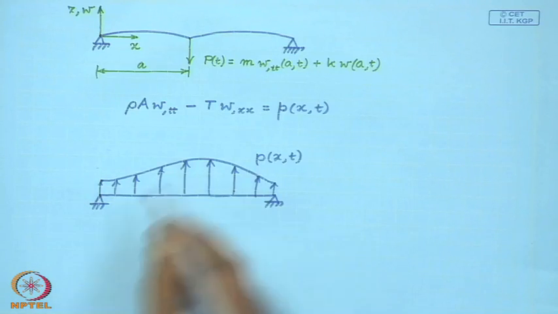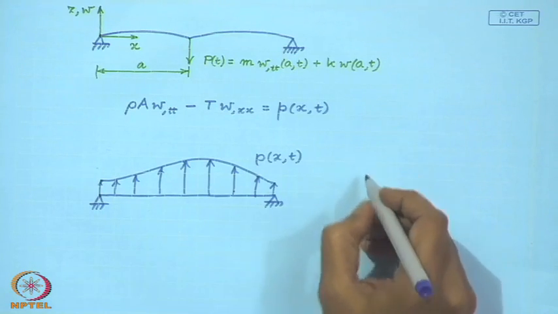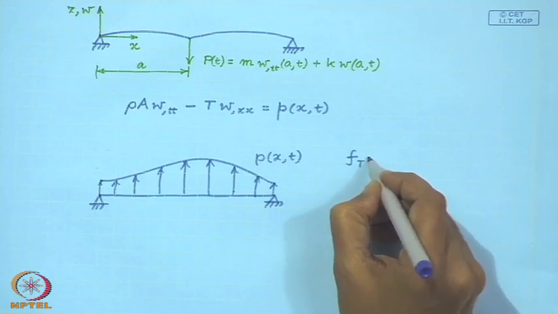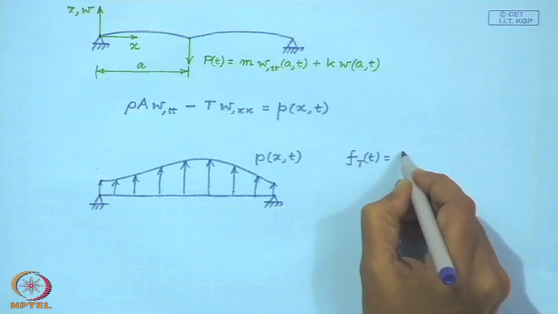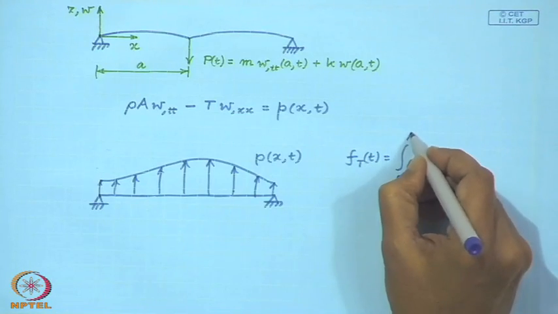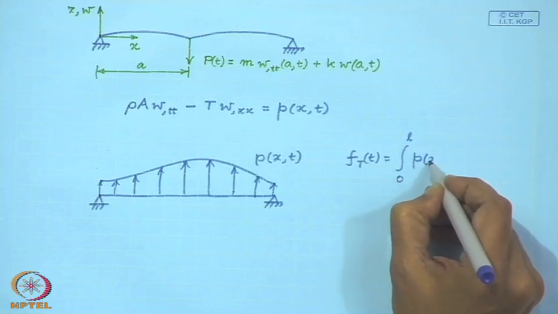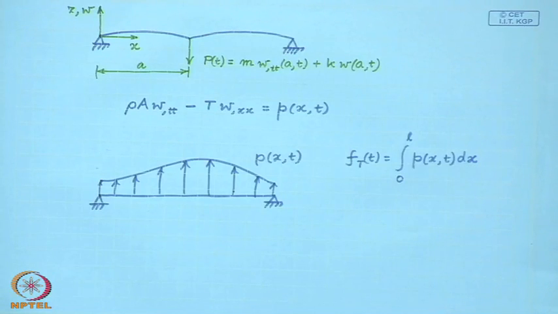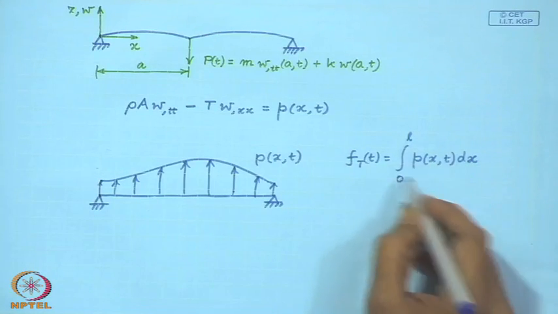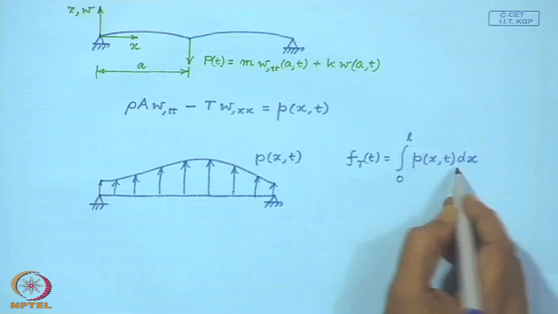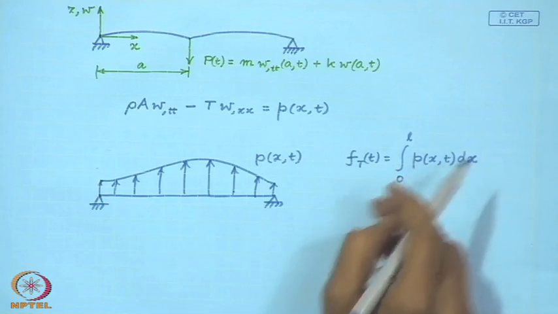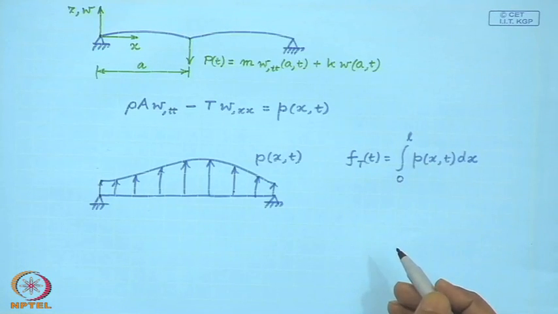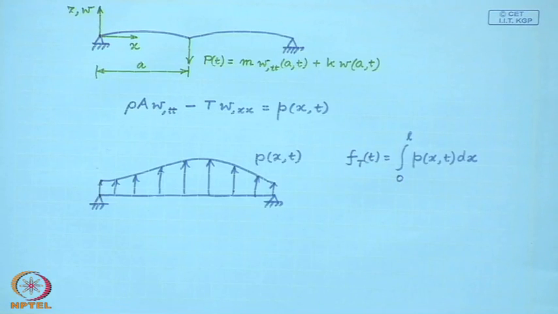Now, what is the total force? So, this total force is obtained by this integral over the domain of the string of the distributed force, because this is force per unit length. So, that multiplied by this infinitesimal length and integrated from 0 to L would give us the total force acting on the string.